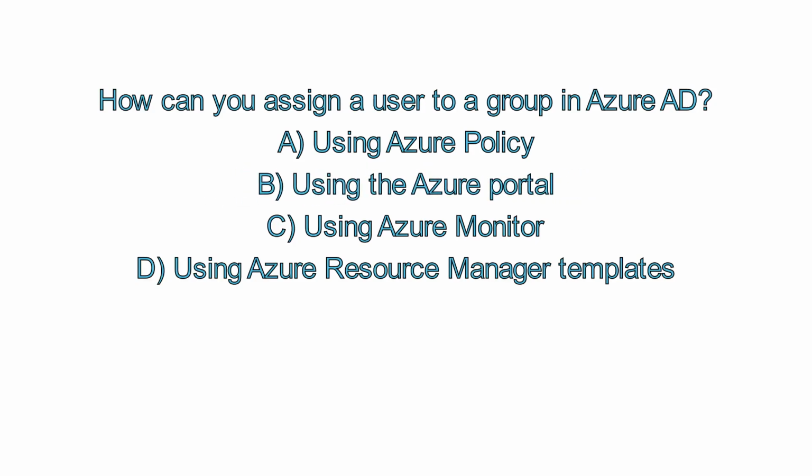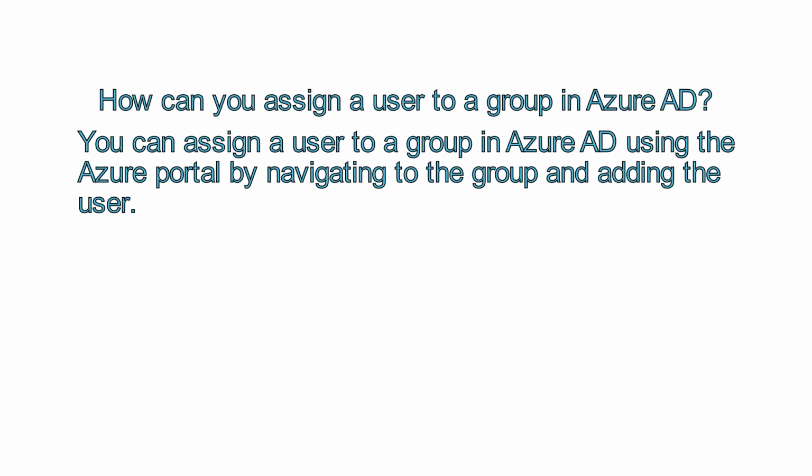La respuesta correcta es B. Using the Azure Portal. You can assign a user to a group in Azure AD using the Azure Portal by navigating to the group and adding the user.